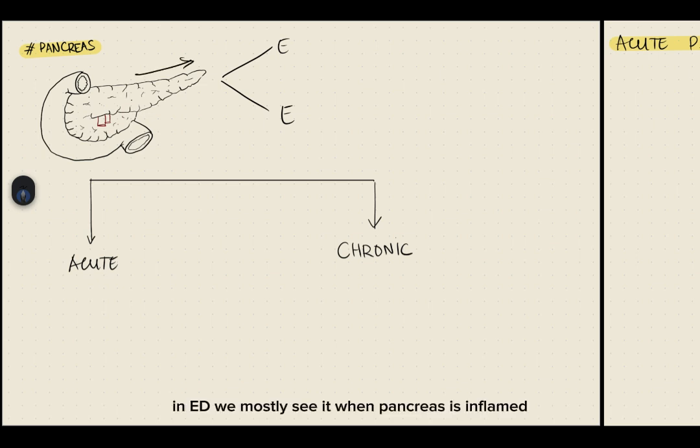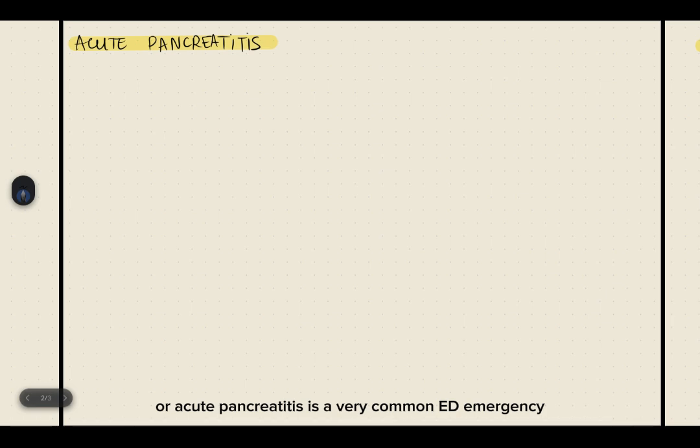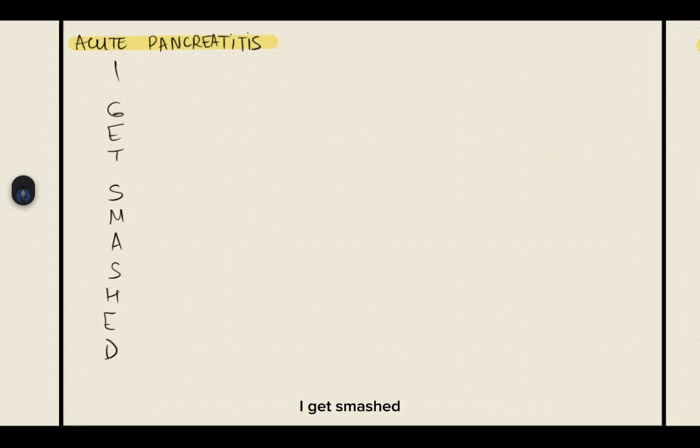In the ED, we mostly see it when the pancreas is inflamed, infected, or hemorrhaging. Now, there are two main types of inflammation that we need to talk about, and that is acute or chronic inflammation. Acute inflammation, or acute pancreatitis, is a very common ED emergency, and we have to remember the causes of acute pancreatitis, which can be done through this really easy mnemonic: I GET SMASHED.